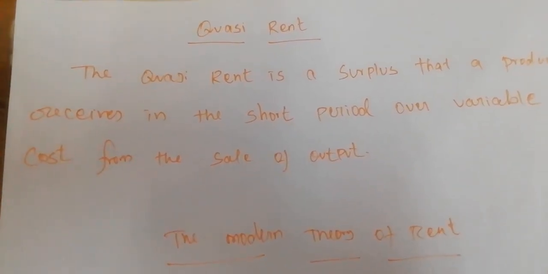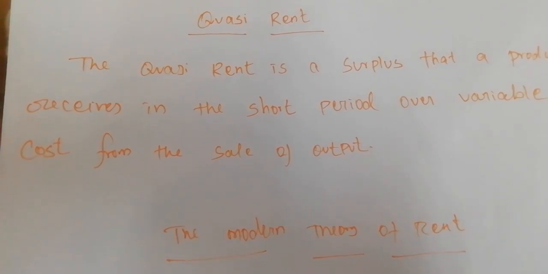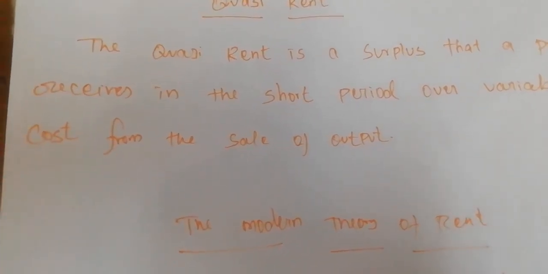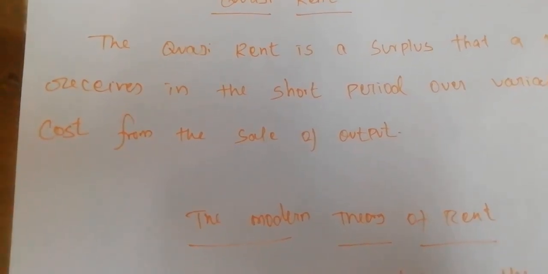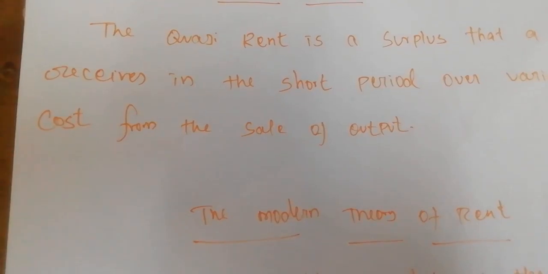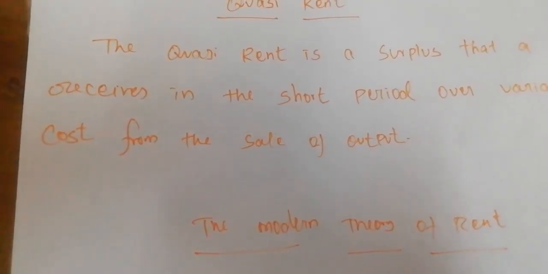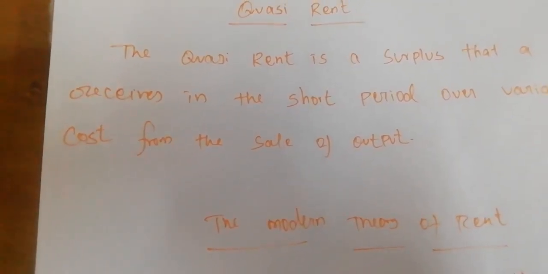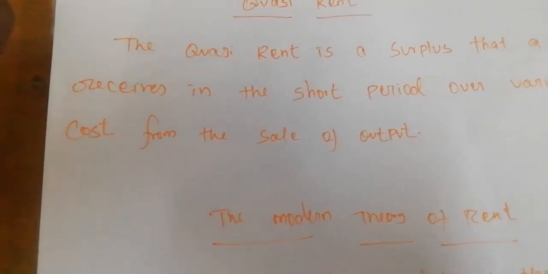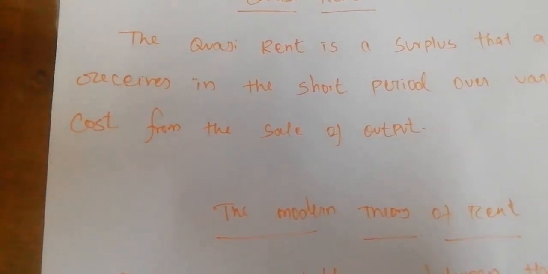So quasi means it is an illusion. Within the short run only, some of the machineries and plant will get some extra rent, and automatically it will disappear. So we can consider this as a quasi rent. Quasi means illusion. The quasi rent is a surplus that a producer receives in the short period over variable cost from the sale of output.